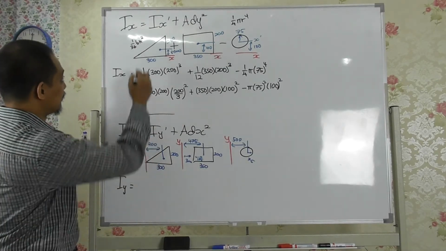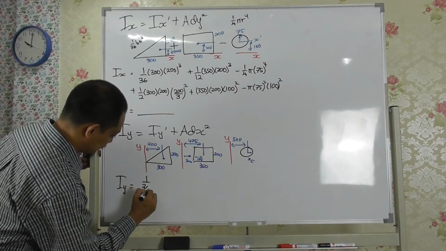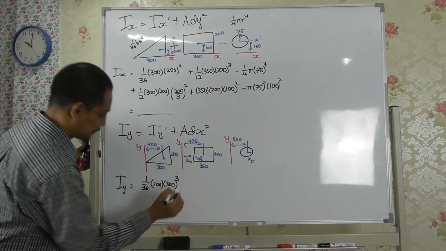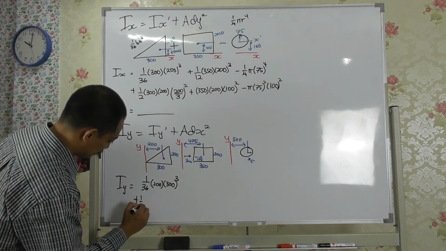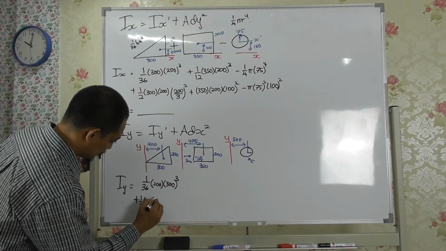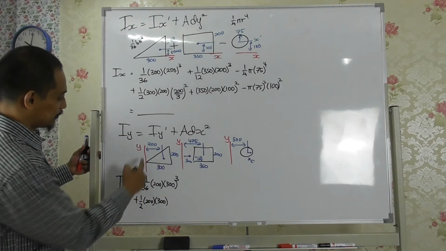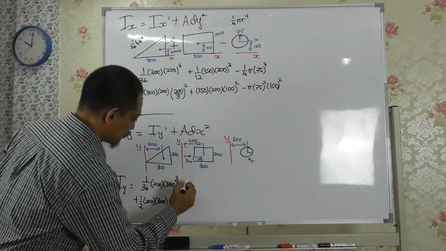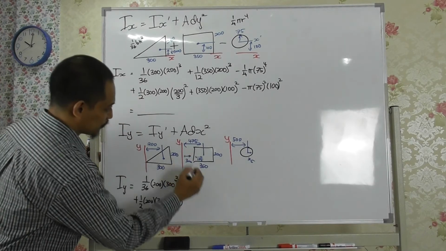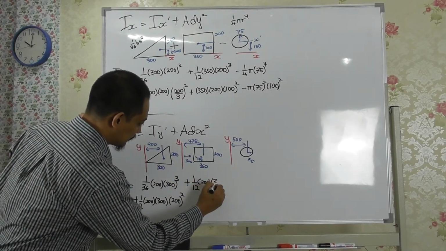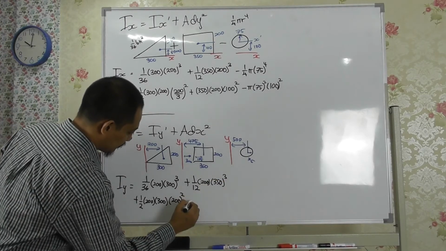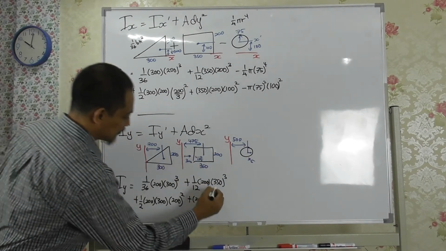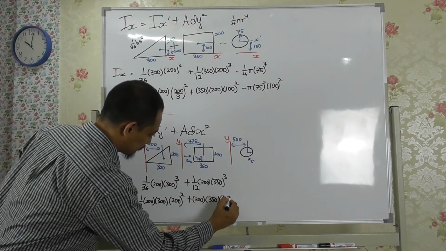So this one is 1 over 36, so 200 times 300 cube, and then plus area, so half times 200 times 300, and then you have 200 square, right? For this one, plus 1 over 12, so in this case 200 times 350 cube, and then plus 200 times 350, and then the distance is 475 square.